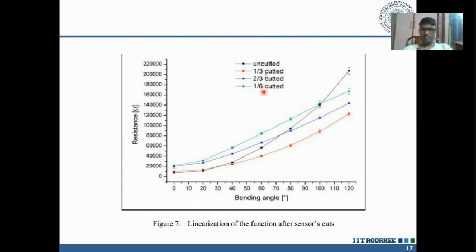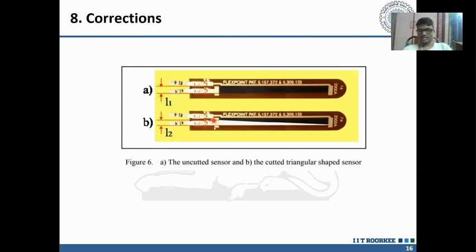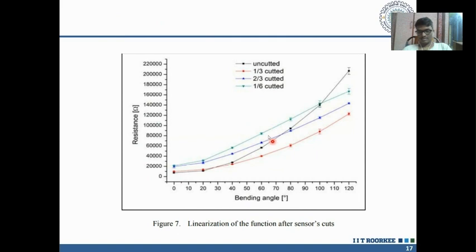But as the cutting ratio increases, the height and length ratio for the cut one decreases, and it follows a linear curve, though it also has some error in the low angle regions. But as it progresses to higher bending angles, its resistance follows closely. Resistance versus the angle was linear.